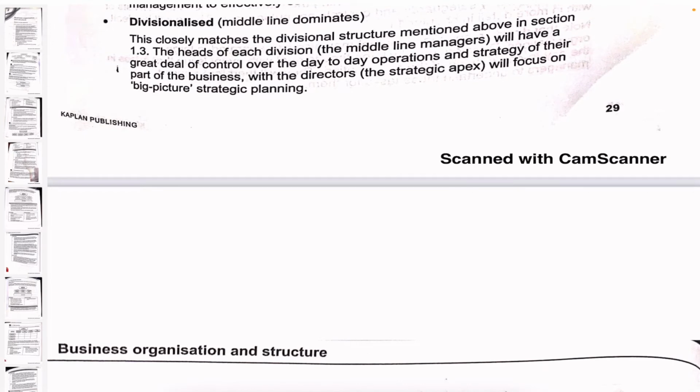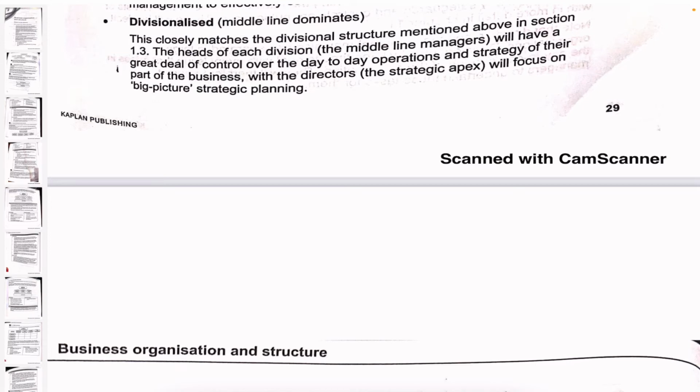The next one is divisionalized, where the middle line dominates. There are some organizations where the middle line dominates, and that is known as divisionalized. This closely matches the divisional structure mentioned above in section 1.3. The heads of each division, the middle line managers, will have a great deal of control over the day-to-day operations and strategy of their part of the business. With the directors, the strategic apex will focus on big picture strategic planning.